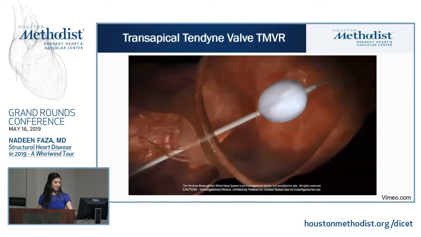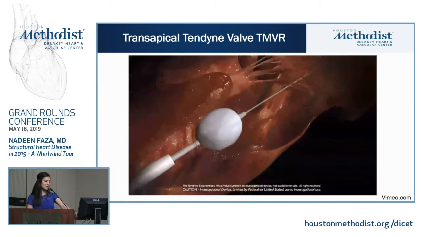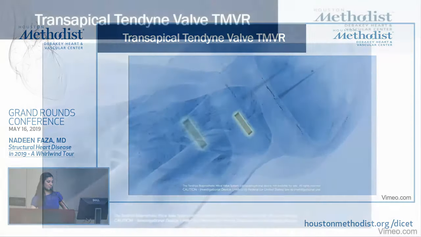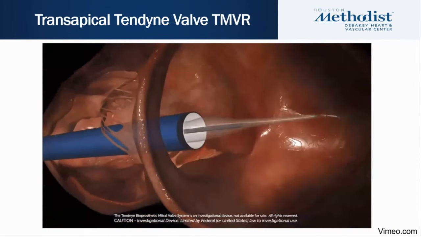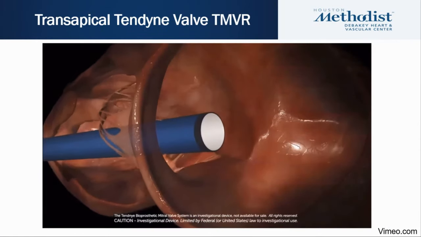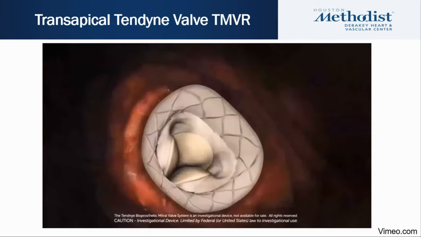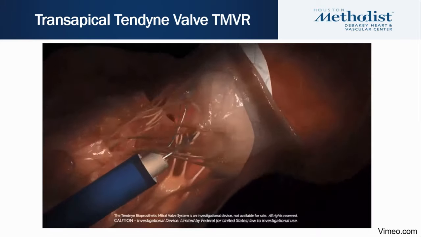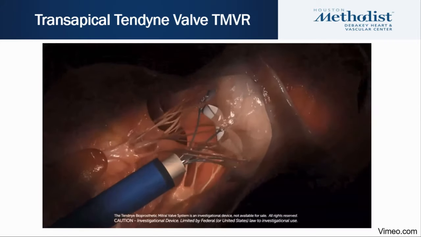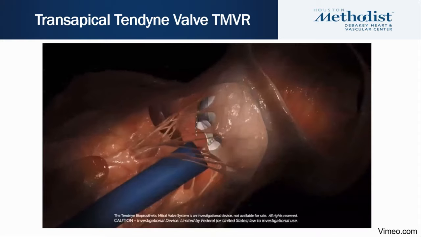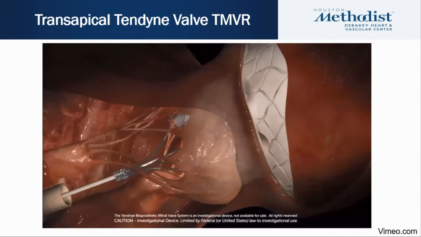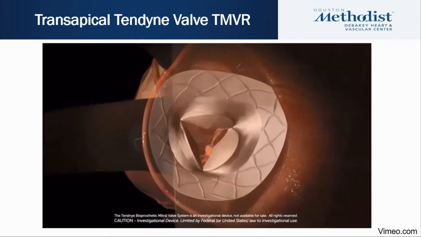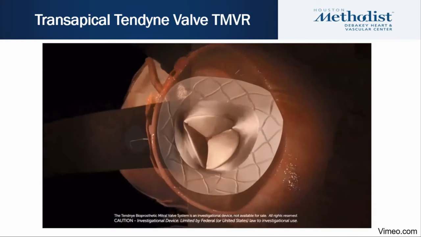And this is a video demonstrating the deployment process. This is a transapical mitral prosthesis. So the apex is punctured, the delivery system and the sheath are introduced into the left atrium, and then the valve is deployed. And then it's anchored to the apex by an apical tether. Imaging is very important to avoid injuring the subvalvular apparatus because you're going through the apex into the mitral annulus.